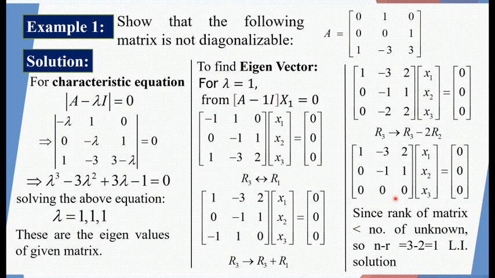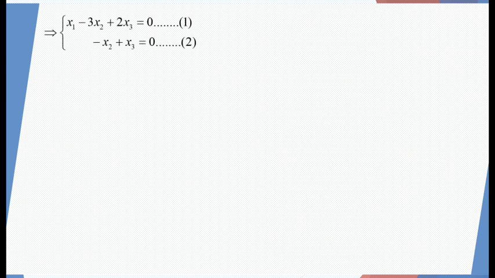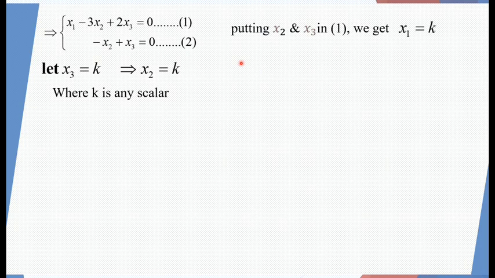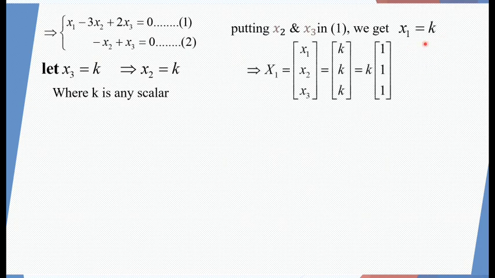So the system of homogeneous linear equations is consistent and has an infinite number of solutions. Converting this matrix into equations, we get x1 minus 3x2 plus 2x3 equals 0 as equation 1, and minus x2 plus x3 equals 0 as equation number 2. Letting x3 equal k, x2 is also k, and putting x3 and x2 in equation 1, we get x1 is also k. So X1 equals k, k, k, that is 1, 1, 1.